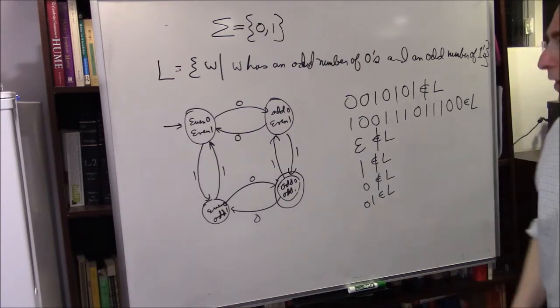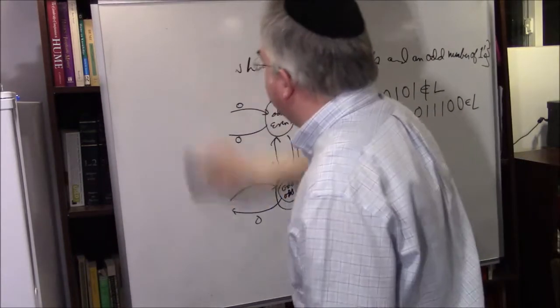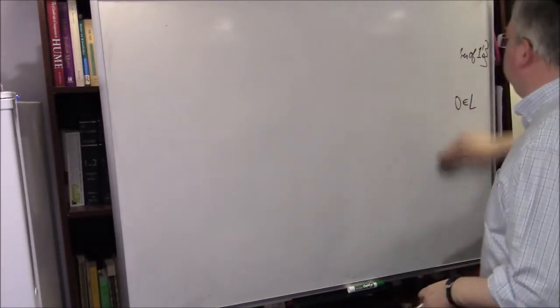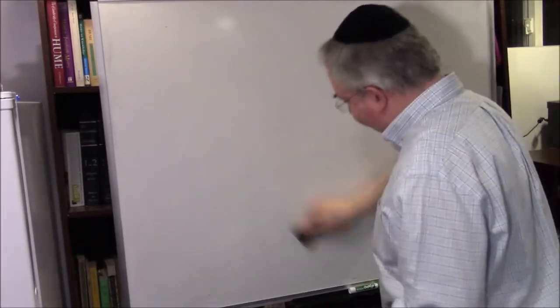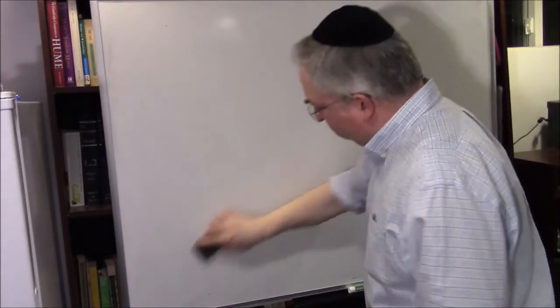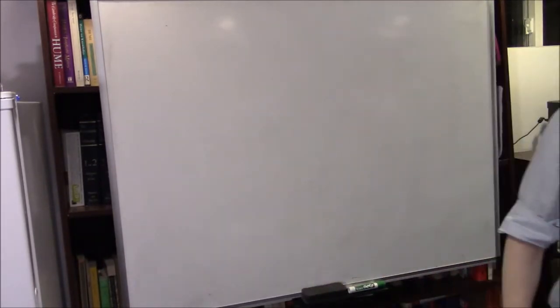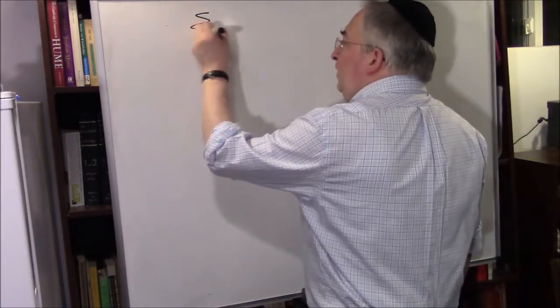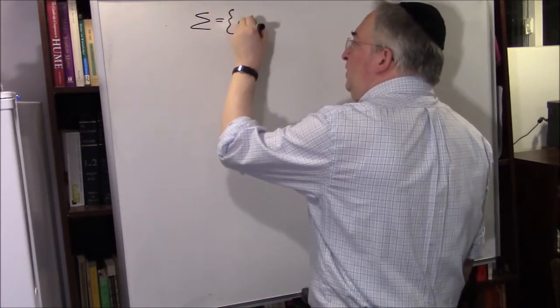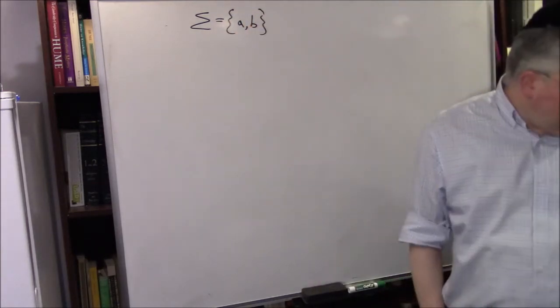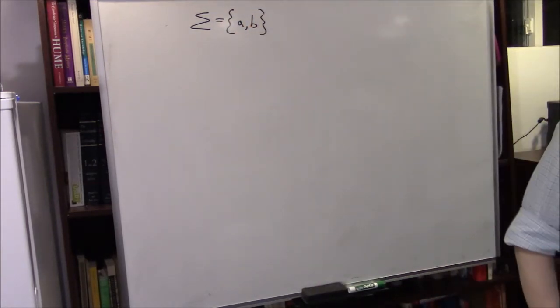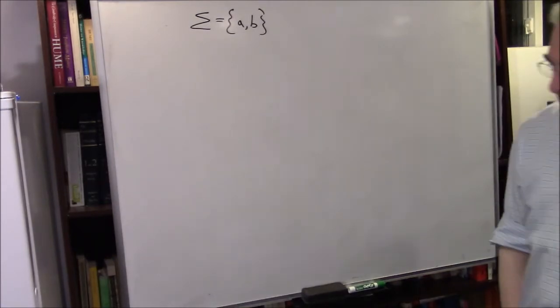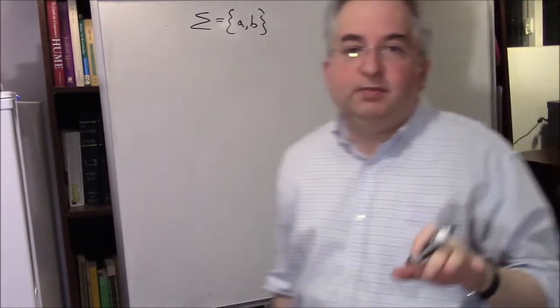Okay, let's do some more. It's a nice little example. Let's do some more. Okay. The alphabet is A, B. Okay, by the way, these are problems that are not done in the book. Okay. I never do problems that are done in the book. I do problem exercises from the book, okay, in the homework.